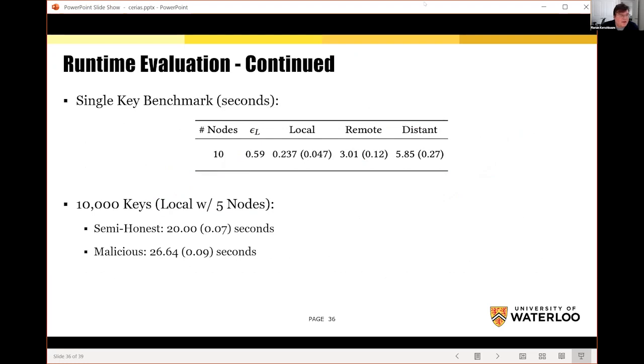So here again is our single node benchmark. The interesting one is if you compute 10,000 keys with 5 nodes in the semi-honest model, it takes us 20 seconds, and in the malicious model it takes us 26.27 seconds. So you can really see it's a very efficient multi-party computation.